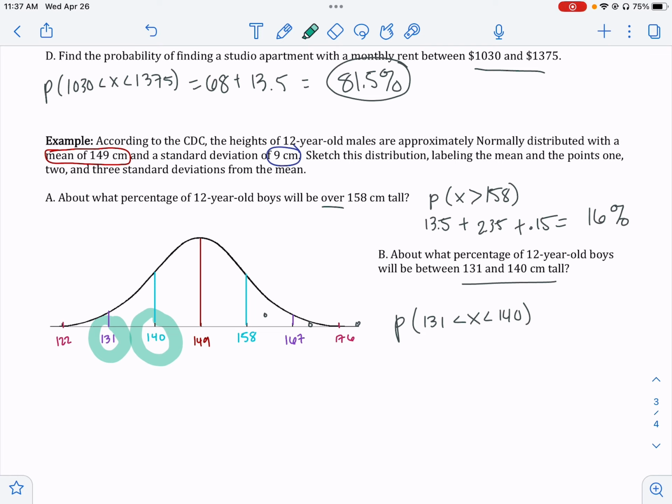And there's my 131. That itself is just one little bin. And so this bin is simply 13.5%. So there is a 13.5% of boys who fall within 131 and 140. So here you have it.